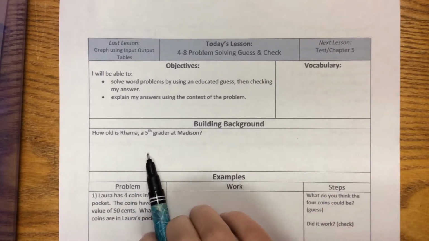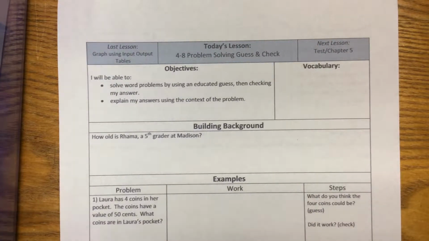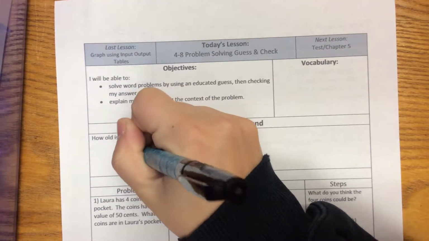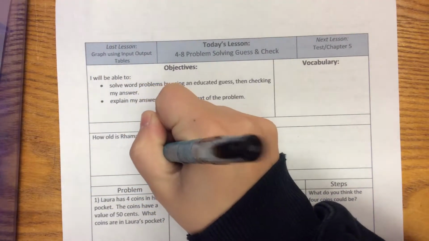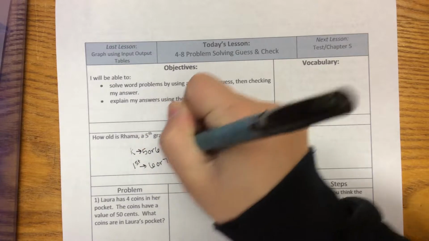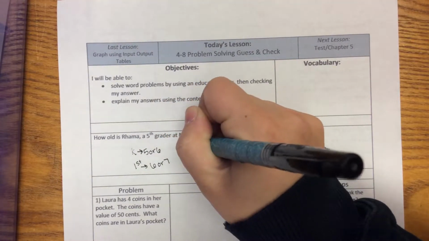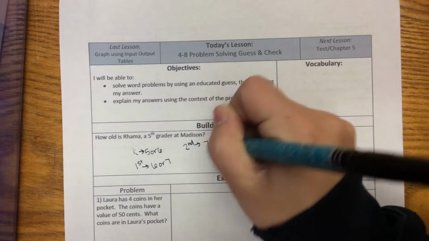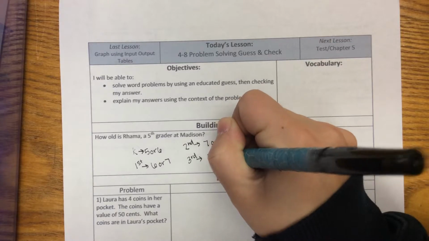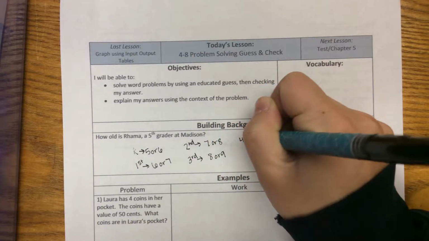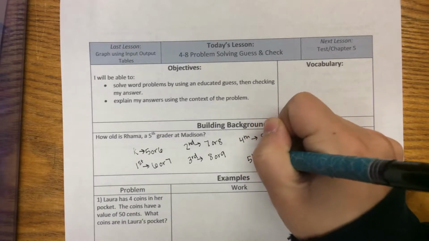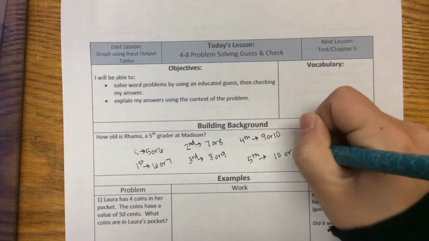So, building background, how old is Rama, a 5th grader at Madison? Most kindergartners are about 5 or 6 years old. So then a 1st grader is usually about 6 or 7. 2nd grade is about 7 or 8. 3rd grade is about 8 or 9. 4th grade is about 9 or 10, which means a 5th grader would be 10 or 11 years old.